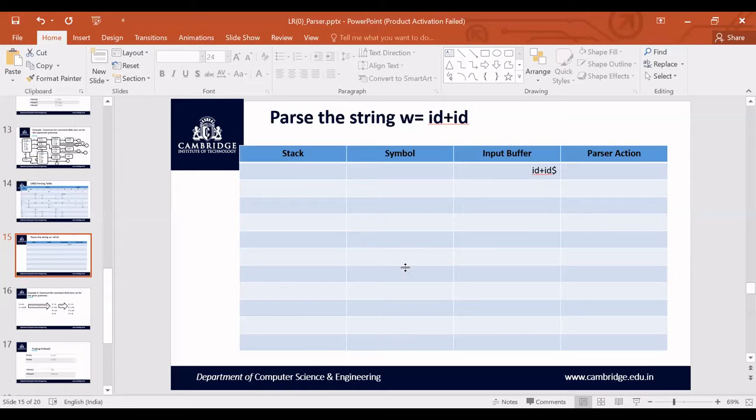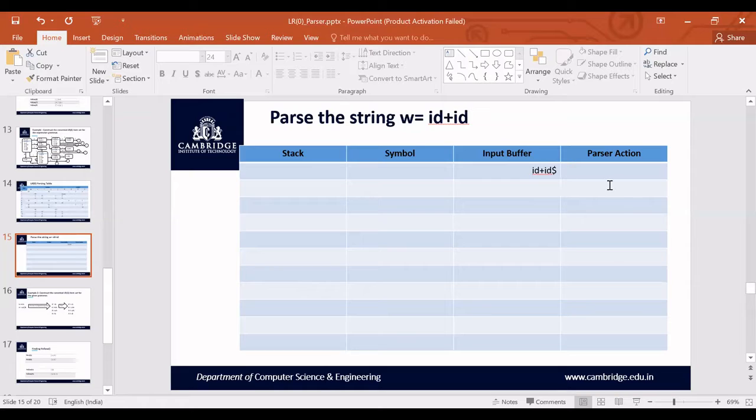That is, whenever you are performing a shift or a reduce operation, to store the state numbers, you are using the stack. Fine. The next column is symbol. Whenever you are performing a shift operation, the states are pushed onto the stack, and the symbol that is shifted from the input buffer is put into the column with the name symbol. Okay, and the third column is the input buffer. Why do you need an input buffer? The input buffer is used for storing the input string that has to be parsed.